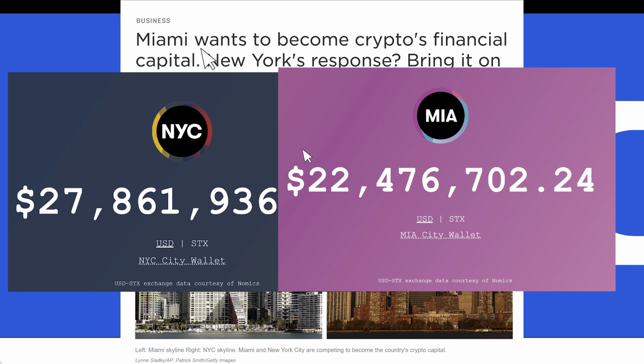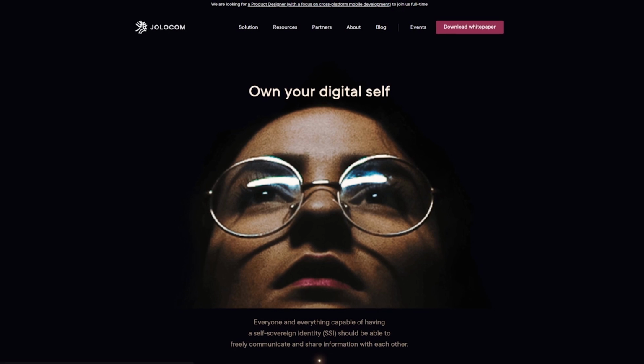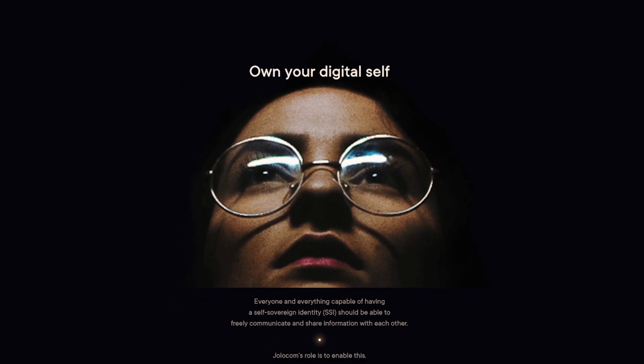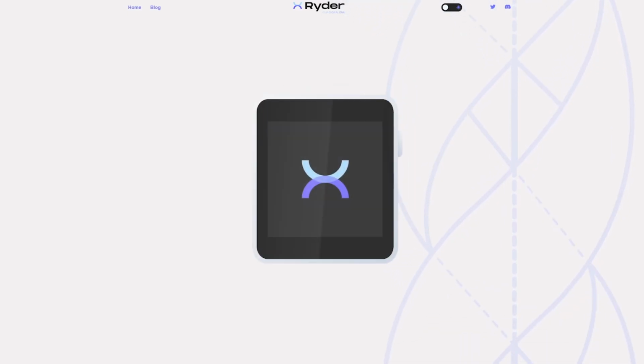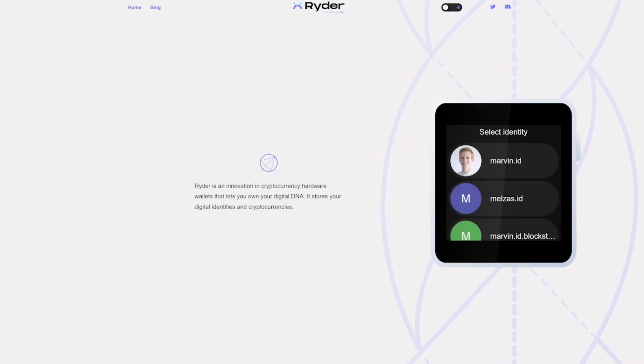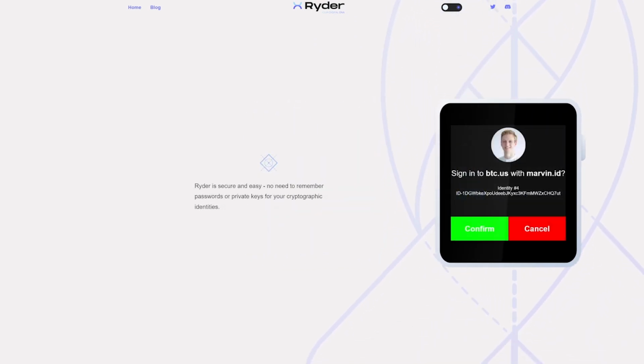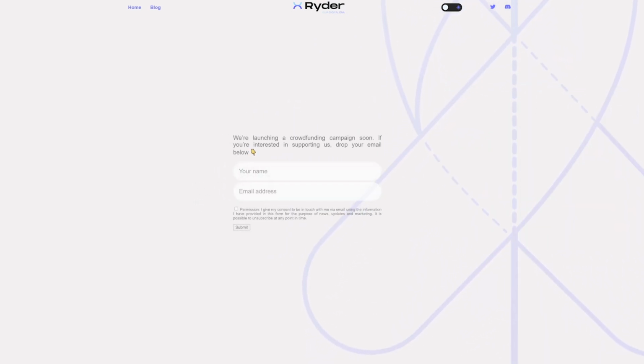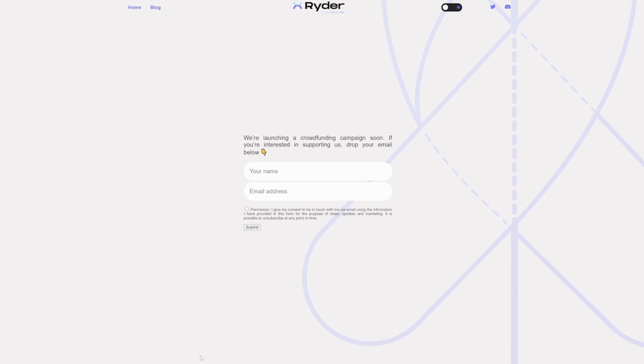Before we end, let us give a tiny look into the future of Stacks. With Jolocom Stacks integration and Riders starting to take shape, digital identities will become a reality for Stacks. And this isn't the only thing that is starting to take shape in 2022, but we will talk about that in another video.